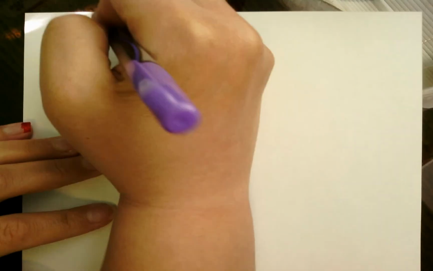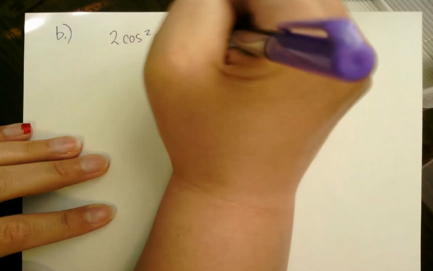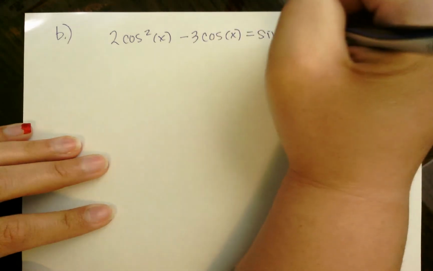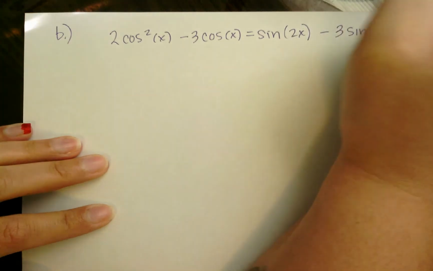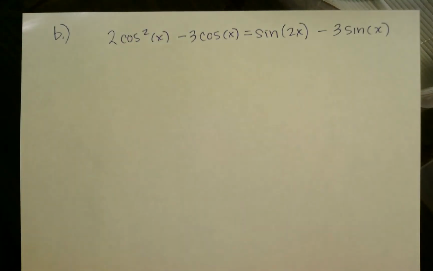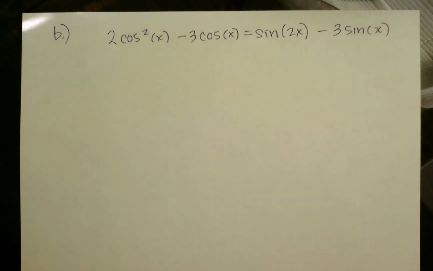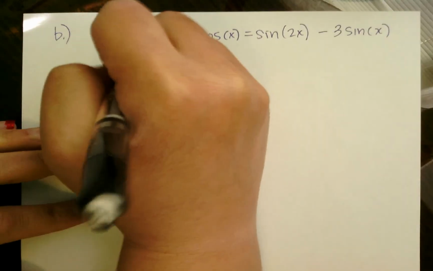Alright, here's B. So same directions, primary guys. 2 cosine squared of x minus 3 cosine of x equals sine of 2x minus 3 sine of x. Get a pencil out for this. Alright, where do you want to start? Well, I know the double angle formula for sine, so I guess I start there.